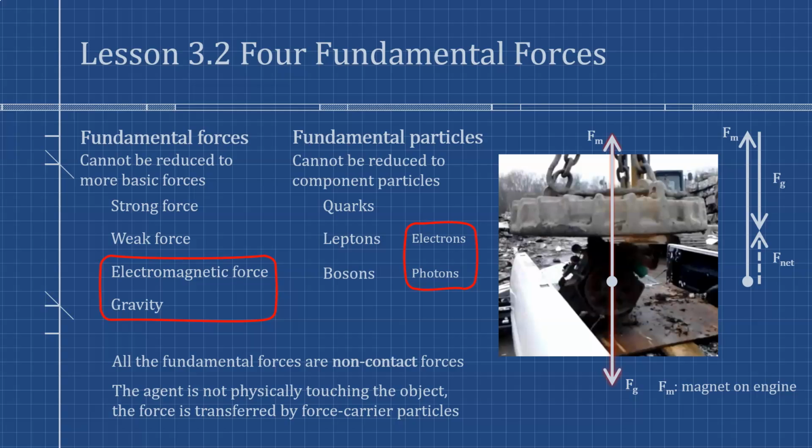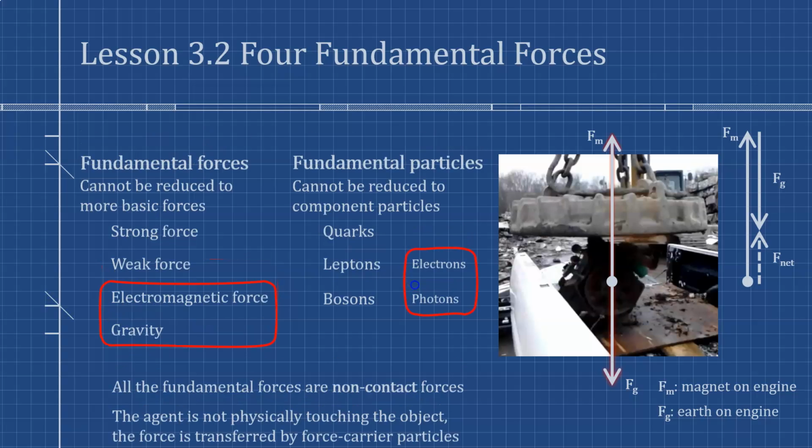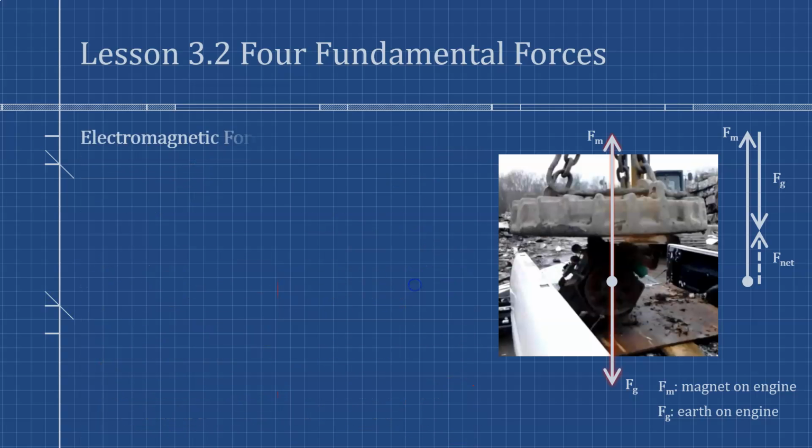If I were to identify the agents of these forces, the magnetic force is the force of the magnet on the engine, able to work at a distance, and the gravitational force is the force of the Earth on the engine, also able to work at a distance.